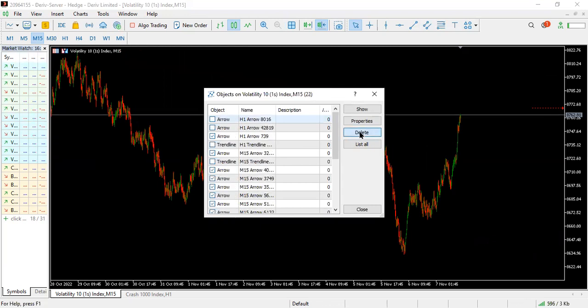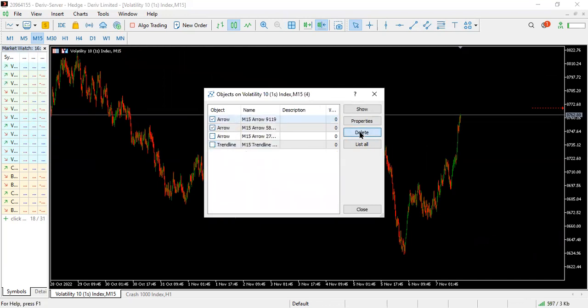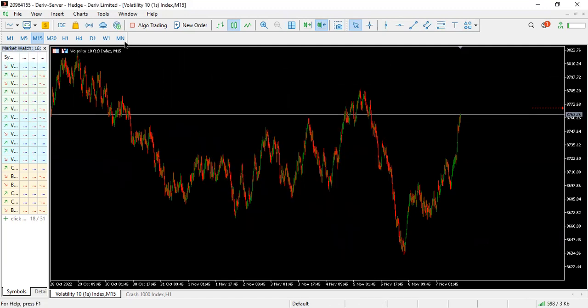Now we're going to look for buy opportunities using trend lines. When we buy using trend lines, we're looking for a flip.